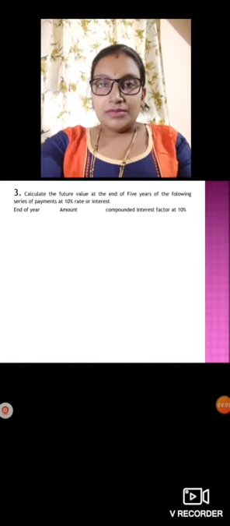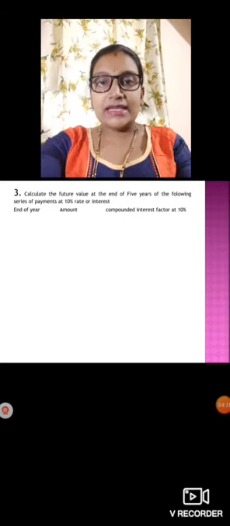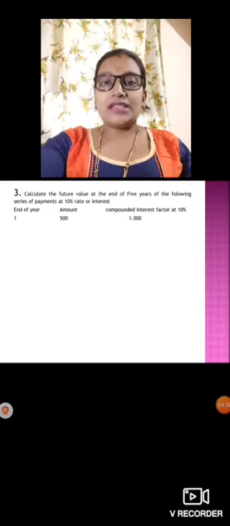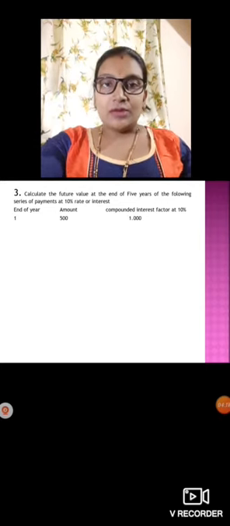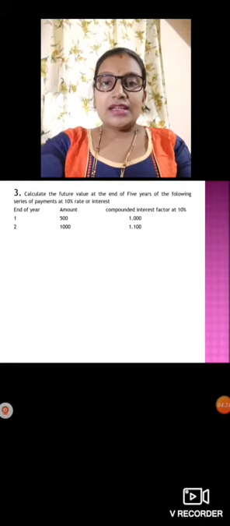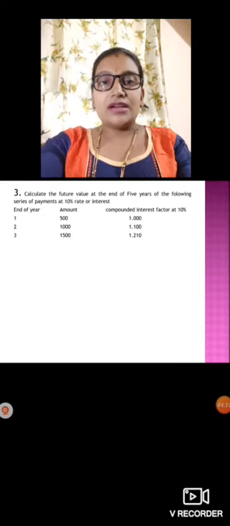Third problem. Calculate the future value at the end of 5 years of the following series of payments at 10% rate of interest. Okay, at the end of first year he invested 5000. Compounded factor rate you have 1.000. Okay, second year, at the end of second year he invested 1000, 1.100 you'll get. Third year 1500 he invested, discount factor rate you have 1.210.